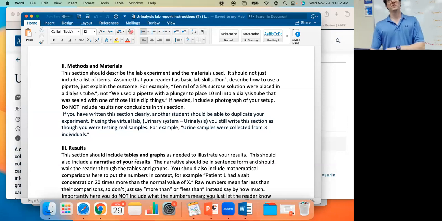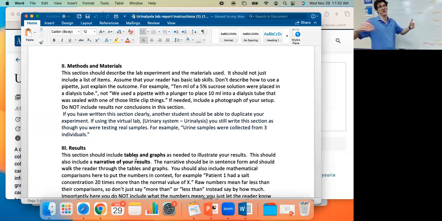Then in the discussion, you're going to talk about how this person had all normal values on these things, which means they're probably a perfectly healthy person. This person had 500 nanograms per microliter of sugar in there. Well, what does that tell us? This tells us this person may have diabetes. They probably need to follow up with their doctor.